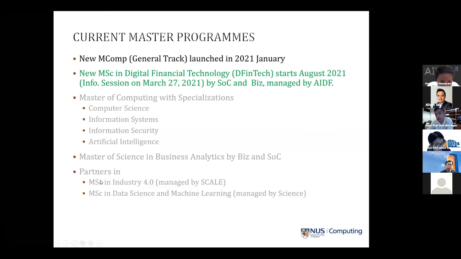And then we also have recently, I think 3 years ago, this MSc Industry 4.0 that is managed by Scale, where we are one of the collaborators, and also the data science and machine learning that is being managed by Science. So both School of Computing and FOS are running this master's program.